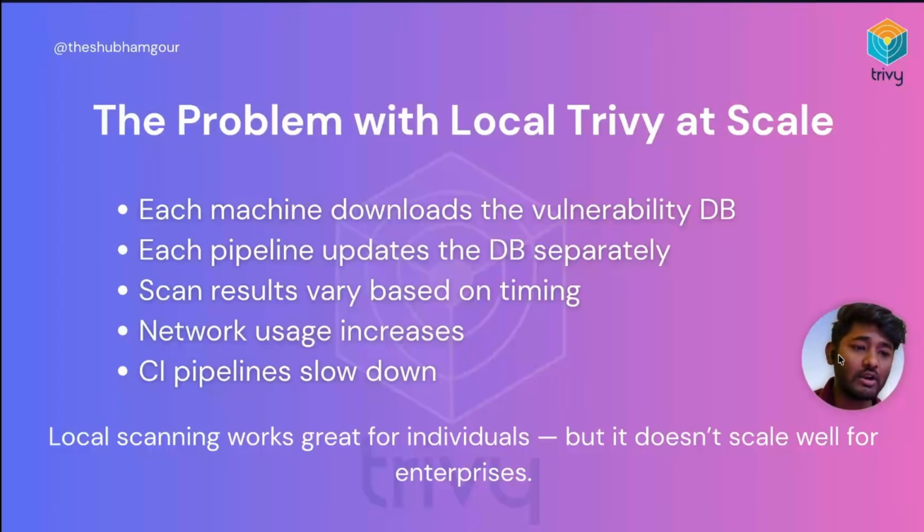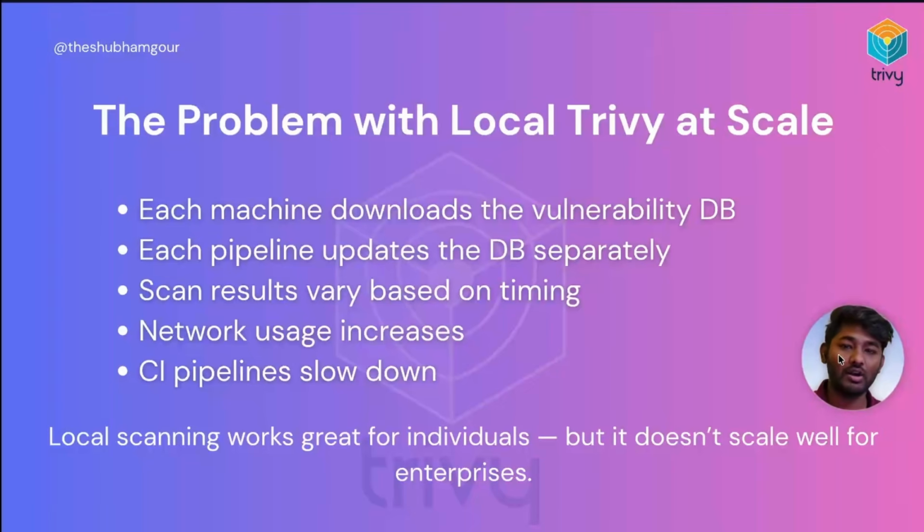When you run local Trivy commands, what happens? Each machine downloads the vulnerability DB. Each pipeline updates the DB separately. Now consider you are not an individual working in a company. There are hundreds of developers working on it, right? So in that case, each machine downloads the vulnerability DB, and each pipeline updates the database separately. The scan results vary upon timing, because you update it on Monday, someone updates on Wednesday. So based on that, the values may differ. The database will update accordingly, right? And due to that, the network usage will increase and the CI/CD pipeline will slow down.